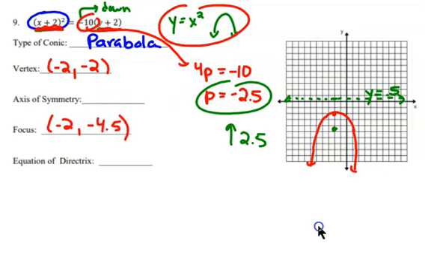The directrix is this. I'll label this on the graph just so we have that. Directrix. That point is the focus. And the axis of symmetry is just the line of symmetry. What is the line that divides that parabola into two? That is a vertical line. So this is x equals negative 2.